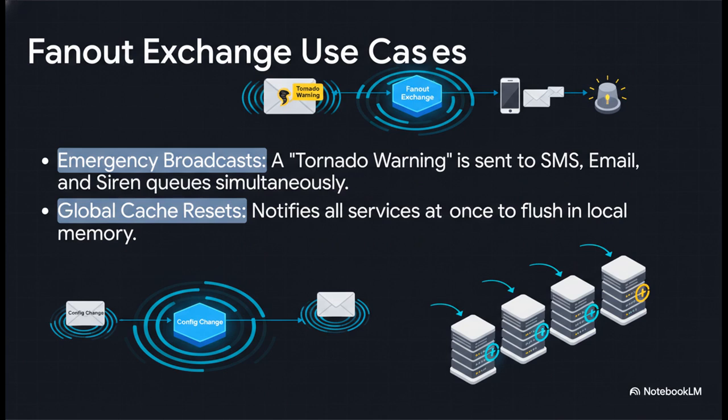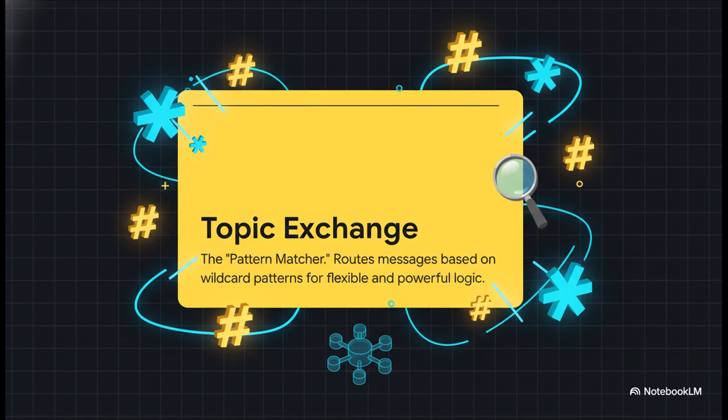It's unbelievably useful. And that brings us to our third and final type, which is arguably the most flexible and powerful of them all, the topic exchange. You can think of this one as the pattern matcher. It doesn't care about exact matches, and it's not just a blind broadcast. Instead, it uses wildcards in the binding keys to intelligently route messages based on the pattern of the routing key. This lets you build some incredibly sophisticated and dynamic routing systems.